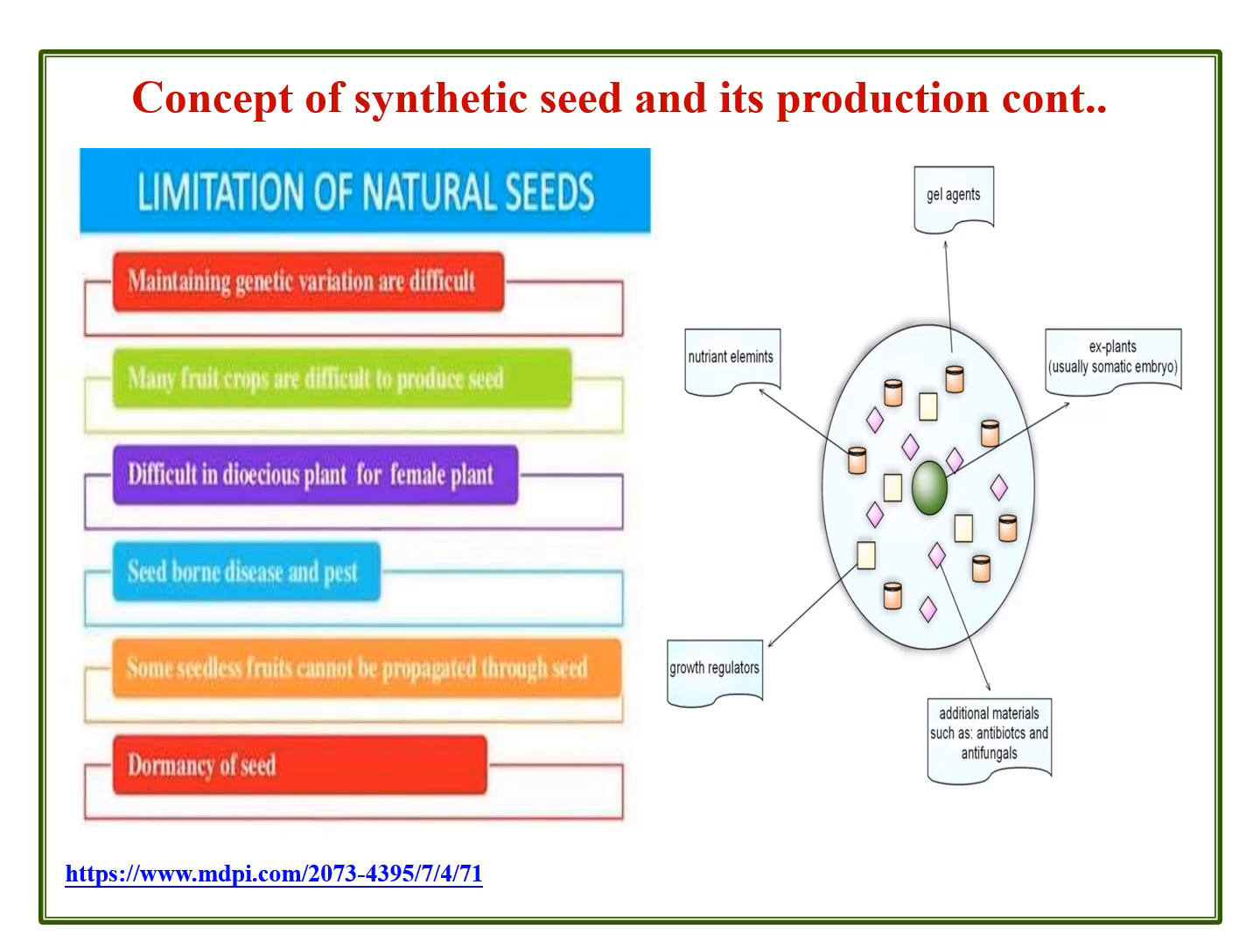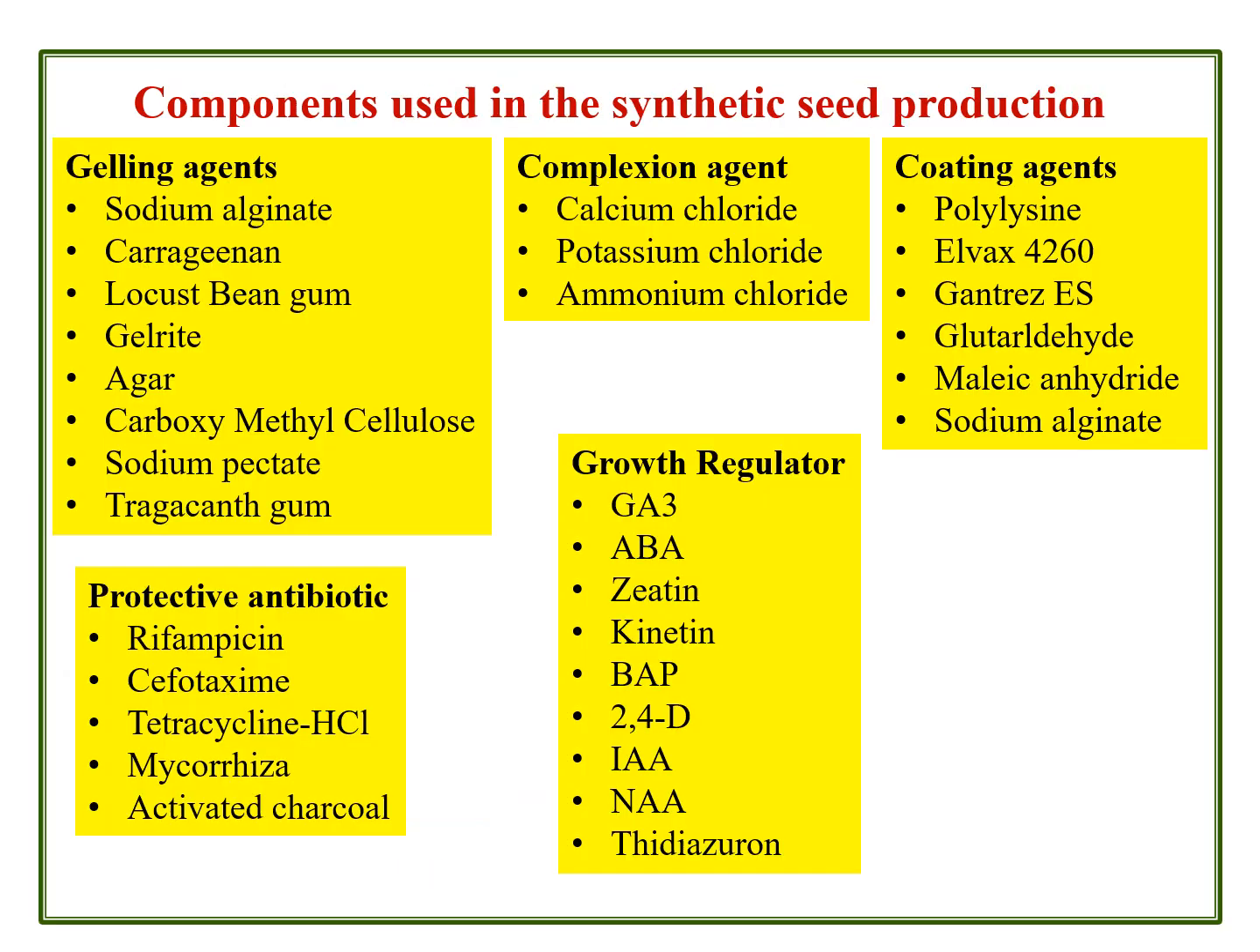And this is the possible protocol for preparing the synthetic seed. The growth hormone, nutrient elements and explants will be included, along with gel essence, and additional materials such as antibiotics and antifungals are also included in the bead structure where the seed can be protected. So these are the components used in synthetic seed production: gelling agents, complexing agent, coating agents, protective antibiotics, growth regulators.